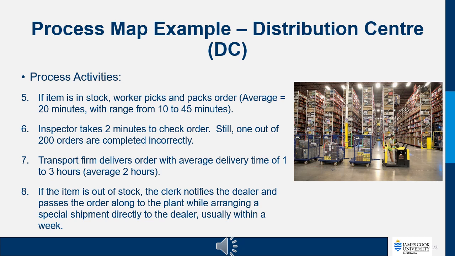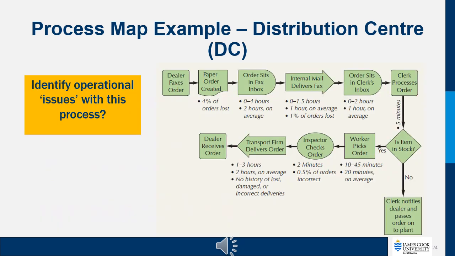And if the item is out of stock, the clerk notifies the dealer and passes the order along to the plant while arranging the special shipments and everything. Now we can actually develop a process map for it to make things much easier.